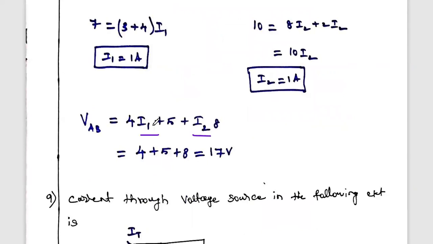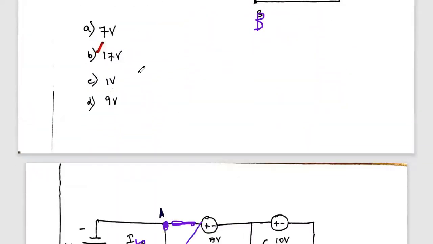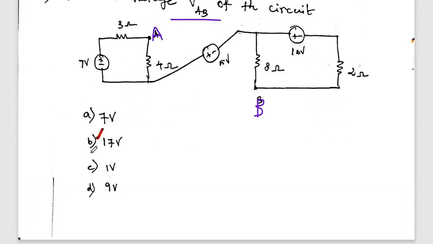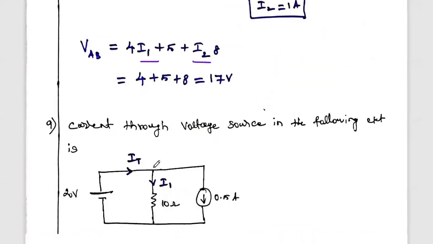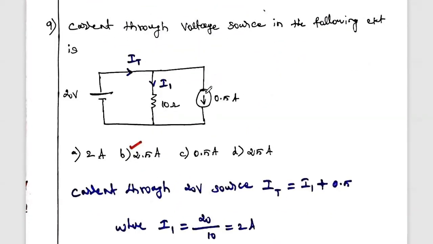Just substitute the I1 value and I2 value. I1 is 1 amp. I2 is 1 amp. So we can get the answer as 17 volts. So the VAB value is 17 volts. Okay, 17. Then the next question: current through the voltage source in the following circuit is dash.